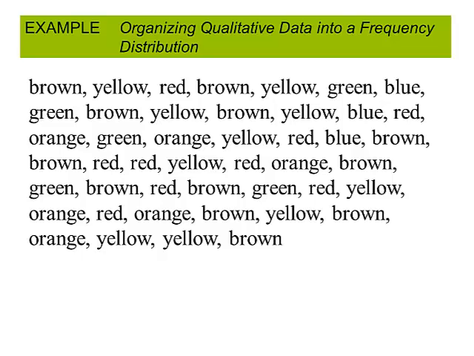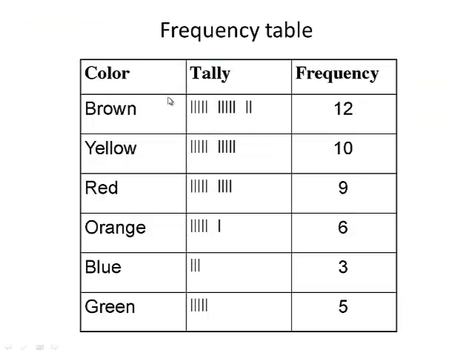But if we construct a frequency table for this distribution of colors, we would get some insight. If we go by color for categories, we have brown, yellow, red, orange, blue, and green. We tally each of the colors, and then we write down the corresponding frequencies. We have a frequency table, a frequency distribution. Very easy to see that brown is the most often, the least often would be blue, so on and so forth.